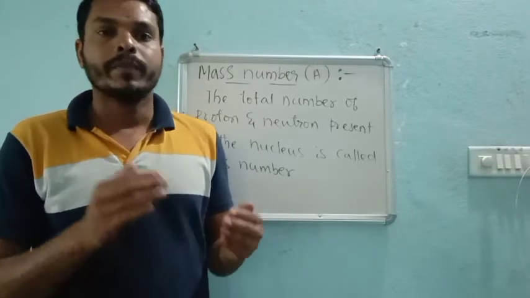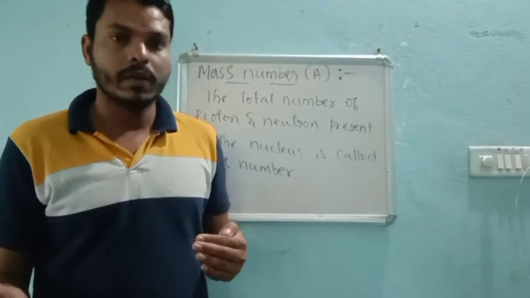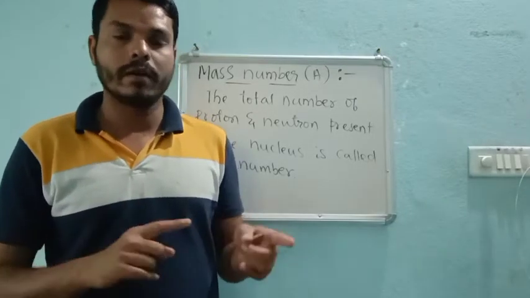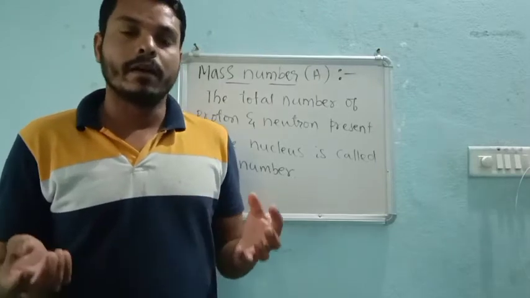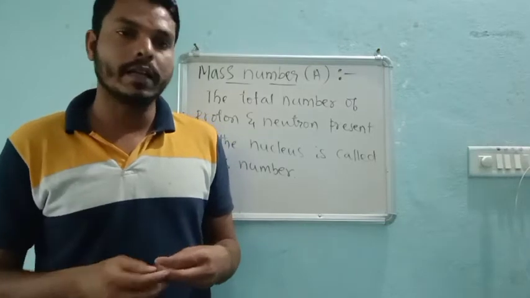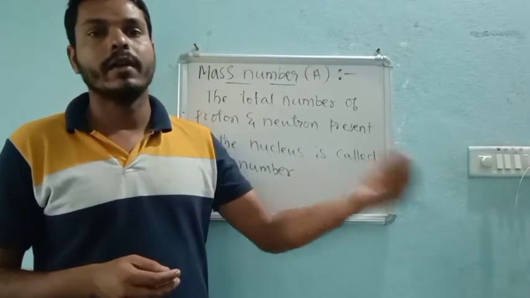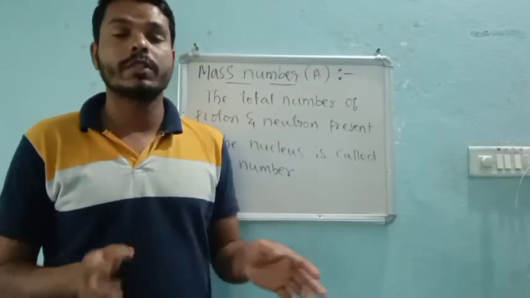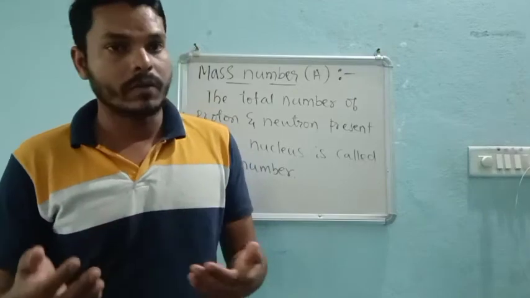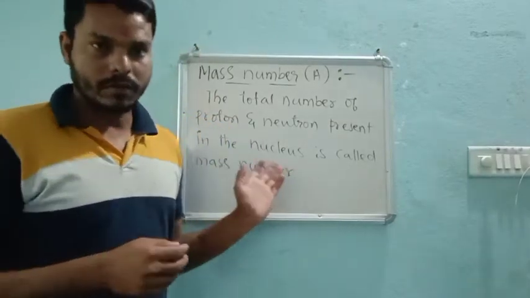Why? Because we can add an electron or remove an electron, so the electron number varies from atom to atom, element to element. If it reacts with a more electronegative atom, it loses electrons. If it reacts with a less electronegative atom, extra electrons will come. So the electron number may vary, and that is the reason we are not considering electrons.